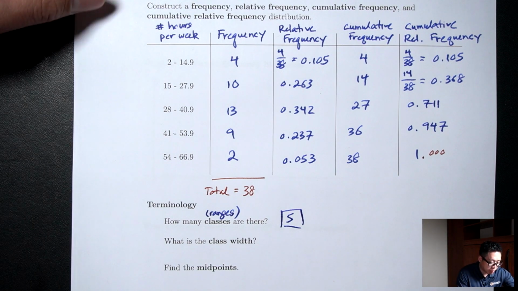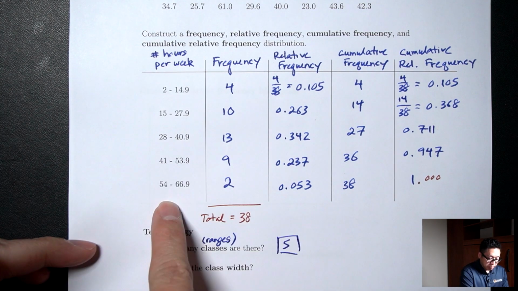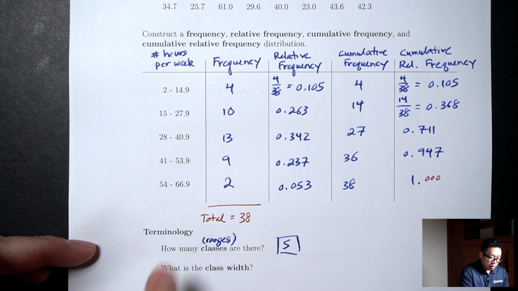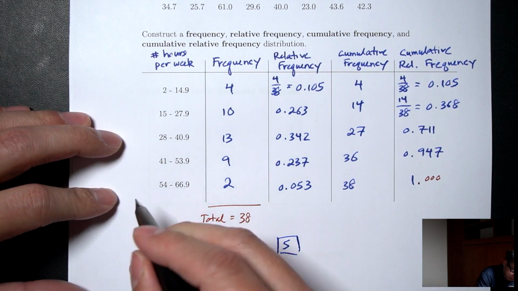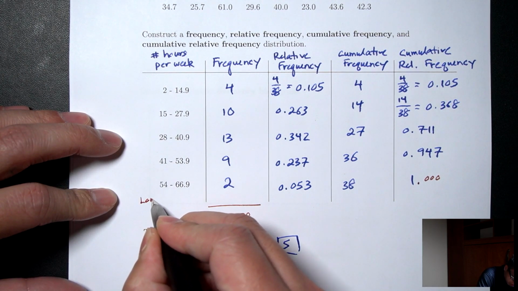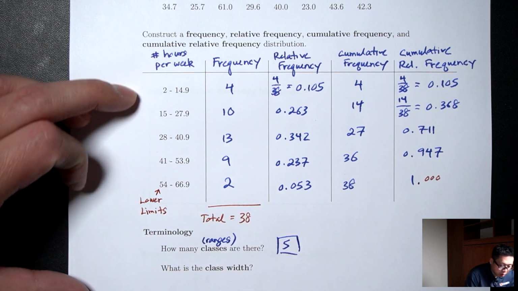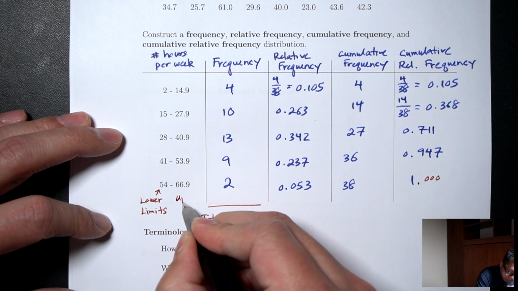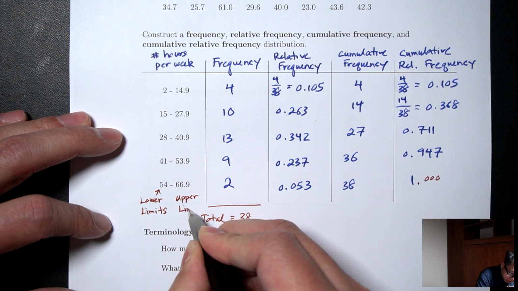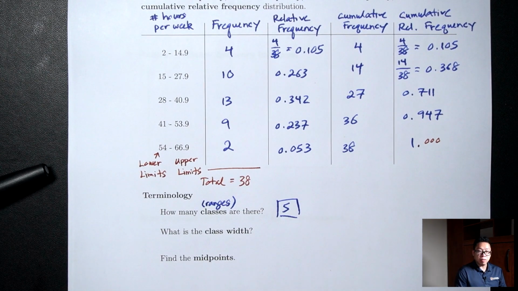Before I talk about class width, let me actually introduce some more terminology here. These ranges, or classes, right? So these are called classes. These classes, they have a low number and a high number. The low number is called the lower limits. Okay, so these are the low number in each range. The high number in each range are called the upper limits. Now, the class width is the distance from a lower limit to the next lower limit.